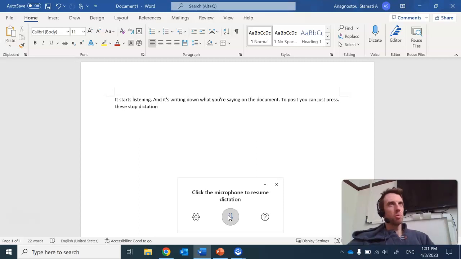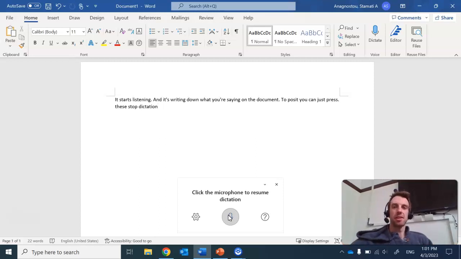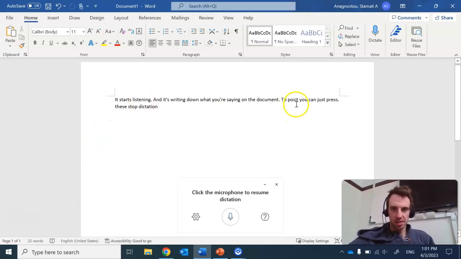Now, when you're talking to the Dictate feature, you're going to notice that there's a lot of errors that pop up. For instance, right here it says "to pause it, you can just press, period, these stop dictation." All right, that doesn't make much sense, right? Obviously they spelled "pause it" wrong. This word actually means to theorize, not stop briefly. So we're going to go over how to edit a dictation.